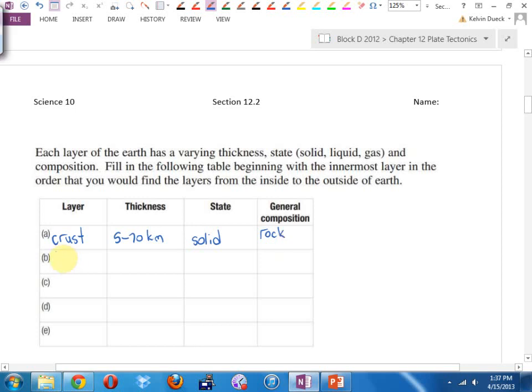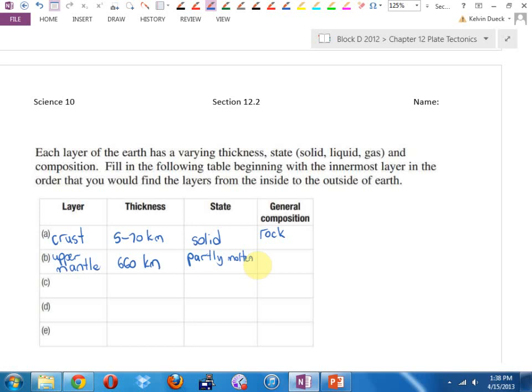Then we have the upper mantle, about 660 kilometers thick. Sorry about that, folks. State: partly molten, but not uniform temperature and not molten everywhere. This is what causes convection currents, because the hotter areas want to flow towards the colder areas. Therefore, the continents on the top of them get dragged around and move. General composition of the upper mantle: rock, iron, and magnesium.